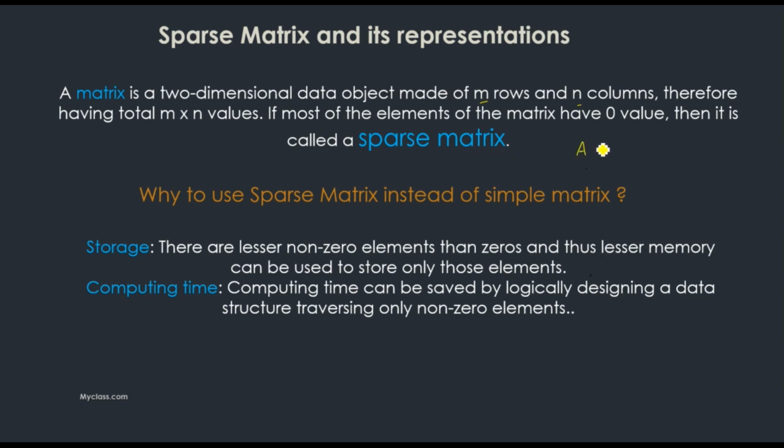Let's see. A matrix is there with 5 rows and 5 columns, so a total of 25 elements are there. Of these 25 elements, only 2 elements are non-zero. All the other 23 elements are zero values. Then we can call this matrix a sparse matrix.